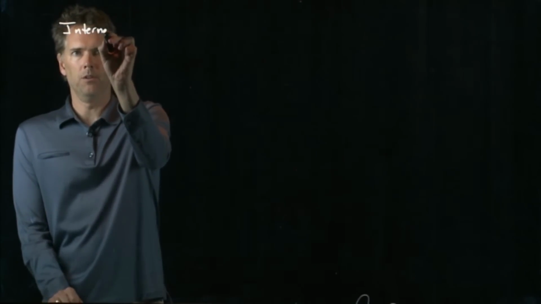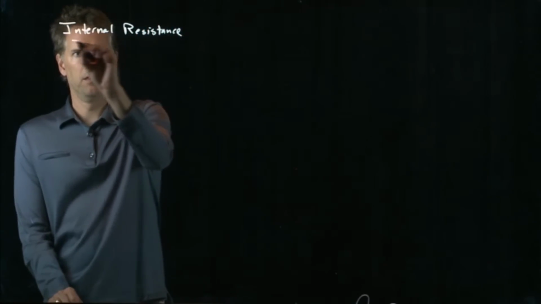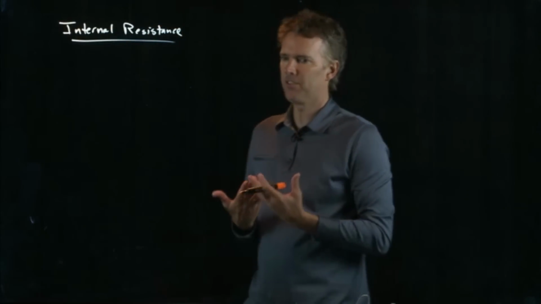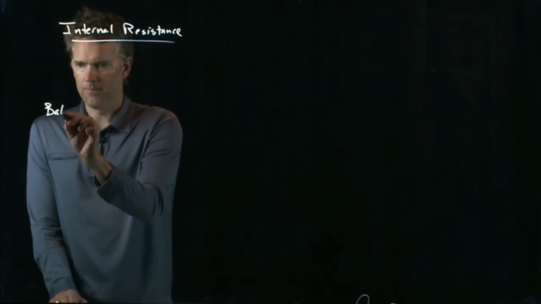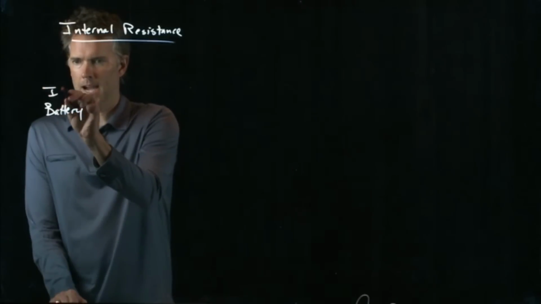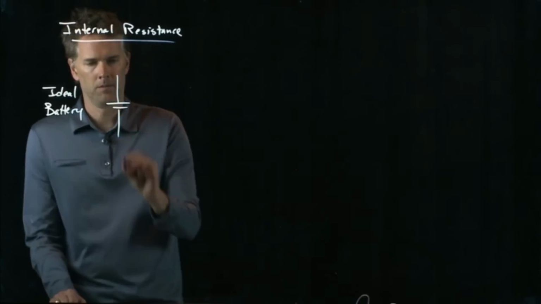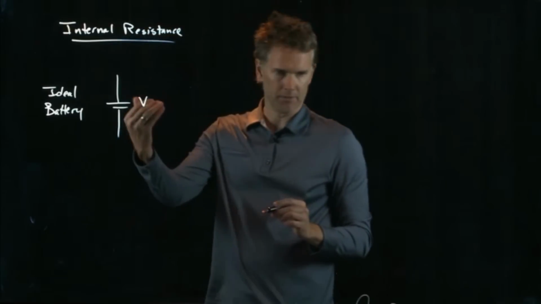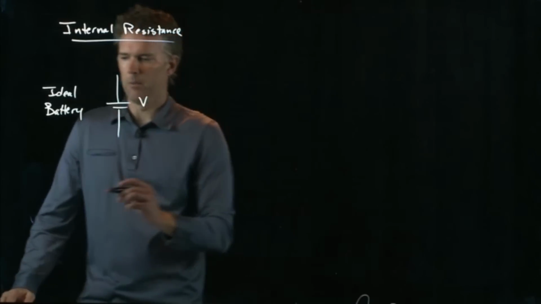Okay, let's talk about internal resistance. And this is what is the resistance inside of a battery. So a battery, the way we've drawn it, the ideal battery just looks like this. It is a voltage supply, V. There is positive on one side, negative on the other. But that's not really what's in a battery.